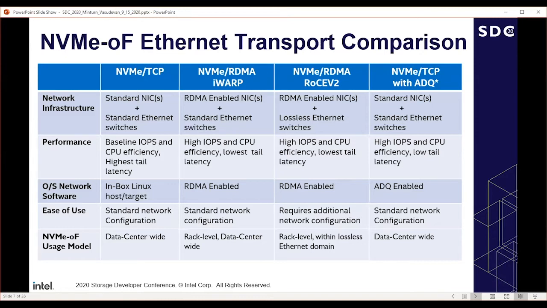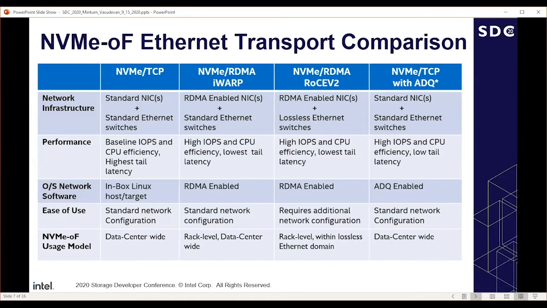The RDMAs are the highest performance, highest CPU efficiency and lowest tail latency, because that's pretty much what RDMA NICs were purposed for. For the TCP ADQ, what you see is high IOPS and CPU efficiency and low tail latency. So what's happening with ADQ, it's closing the gap between the NVMe TCP and the NVMe RDMAs with some of the ADQ technologies.